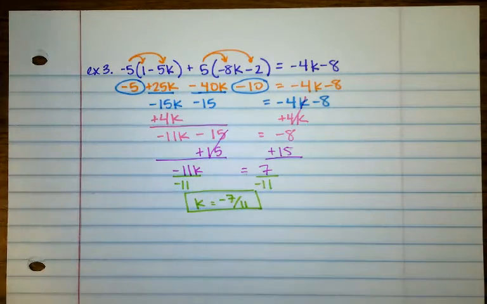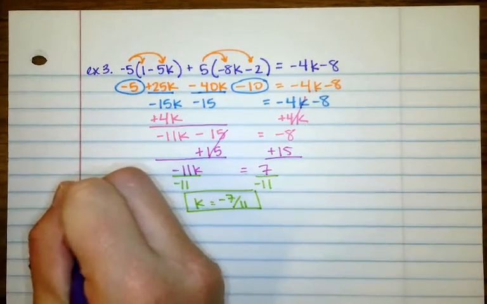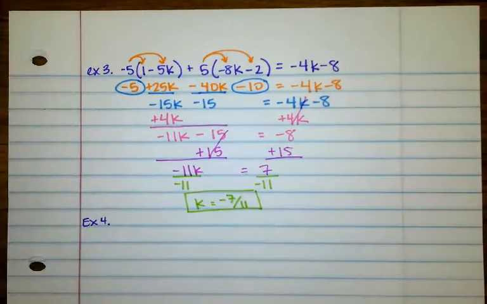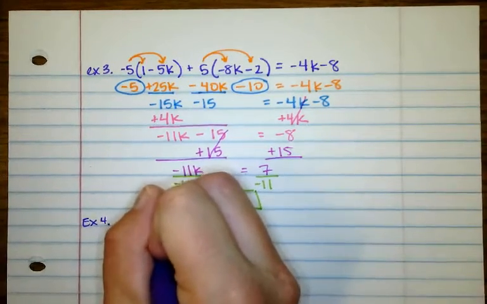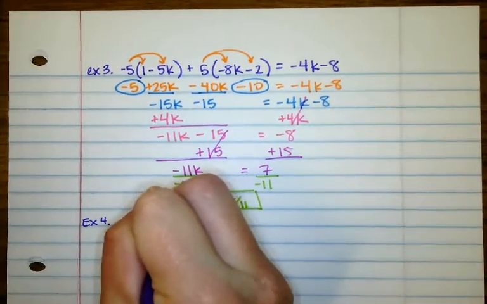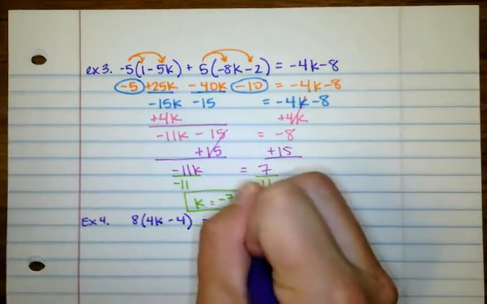All right, I got two more. We can put them both on this page. Oh, I like this one. This one's a little different. All right, so if we have 8 times 4k minus 4 is equal to negative 5k minus 32.